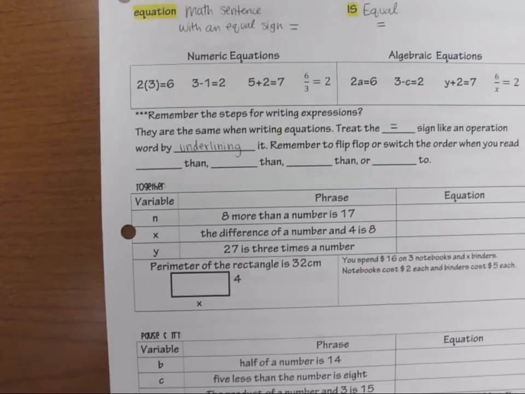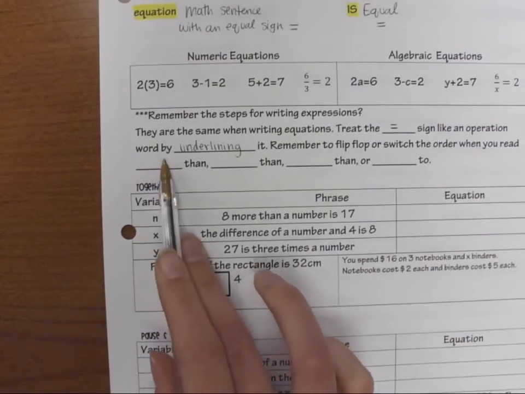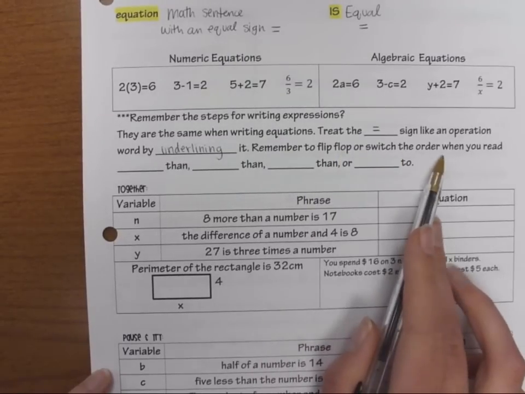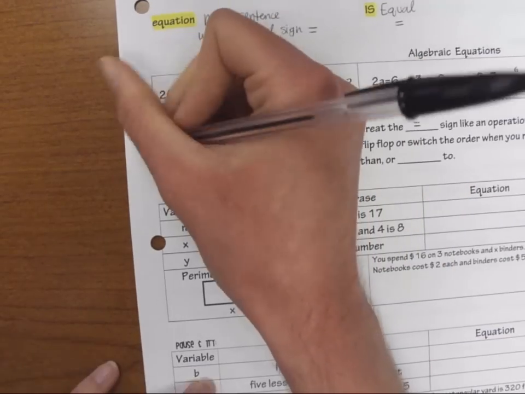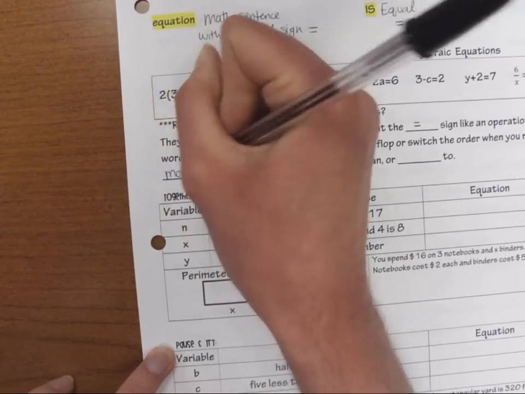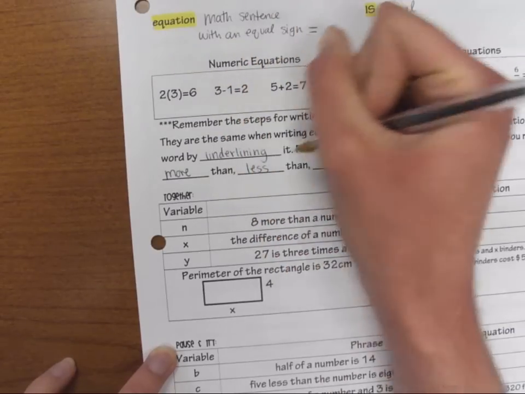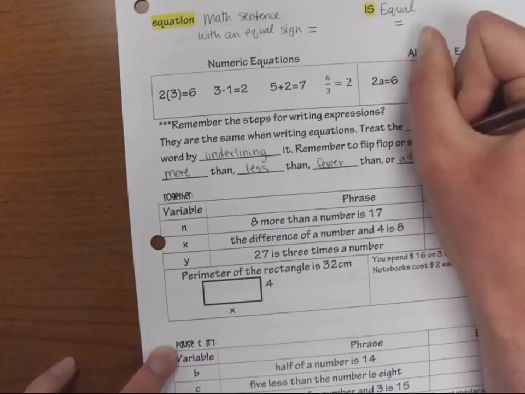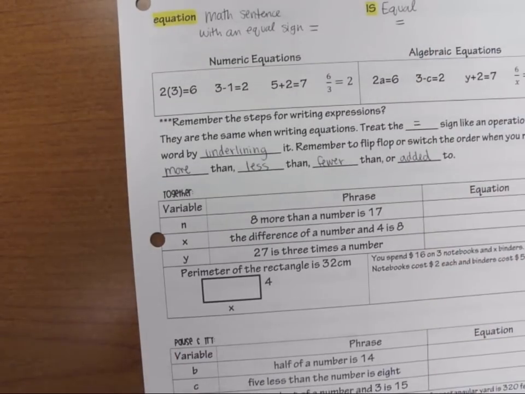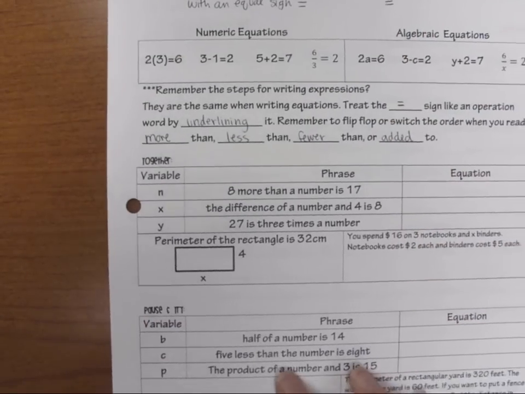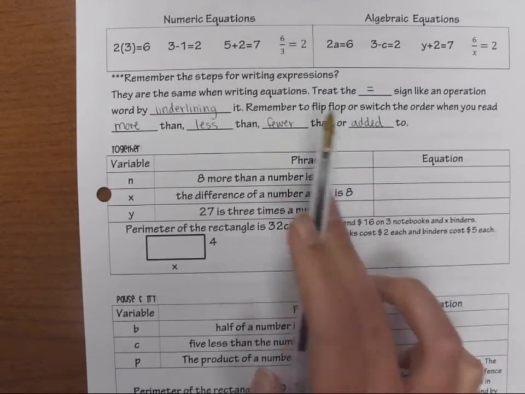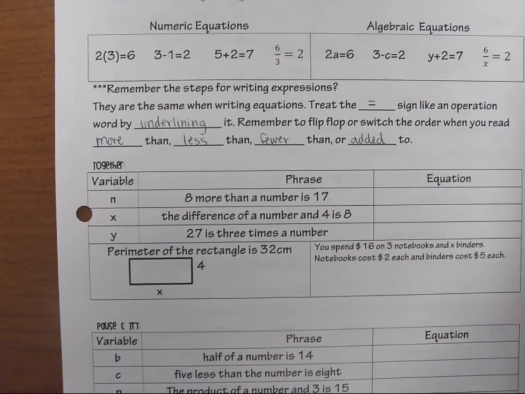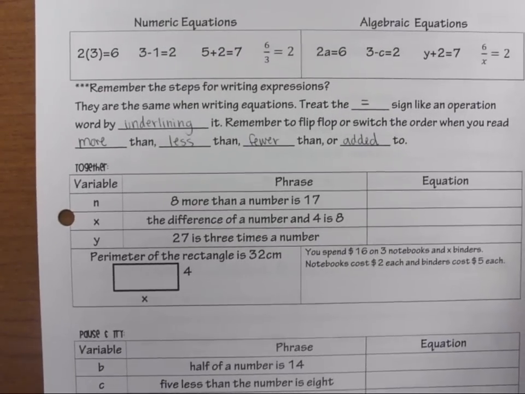So we're treating the equal sign like an operation word by underlining it. We're also going to remember to flip-flop or switch the order when we have words like more than, less than, fewer than, or added to. These are all our flip-flop words, so we've got to look out for those. So we're still following the same things as before. We are just adding a couple more steps because this time we're going to have an equal sign.